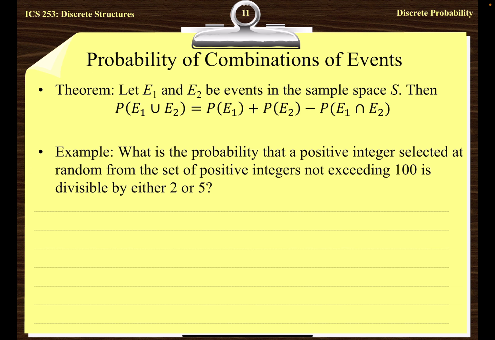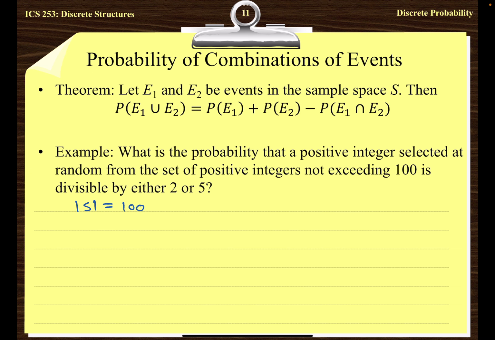Okay? So, what is the probability that a positive integer selected at random from the set of positive integers not exceeding 100 is divisible by either 2 or 5? So, in this case, what is the size of my sample space? 100, right? From 1 to 100. Not exceeding 100 means it includes 100. From 1 to 100 we have 100 numbers.